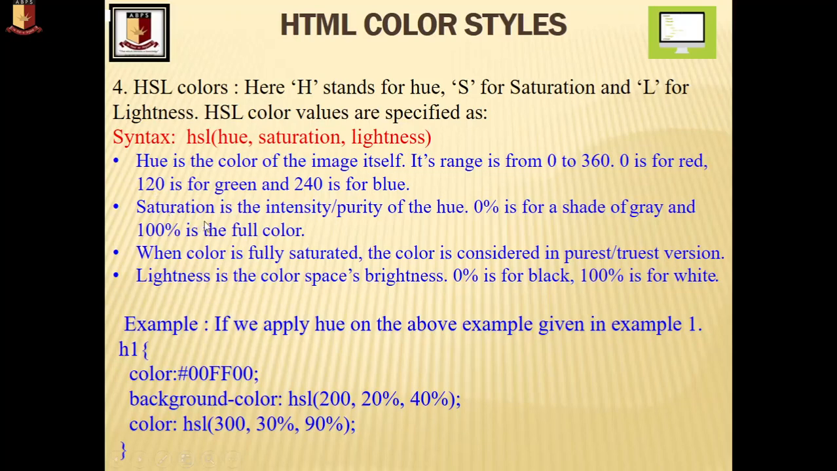Just check. Saturation is the intensity or purity of the color. It comes in the form of percent. 0 percent is for shade of gray, and 100 for full color. When the color is fully saturated, the color is considered to be in its purest or truest version. Okay, lightness is the color space brightness. 0% is for black and 100% for white.